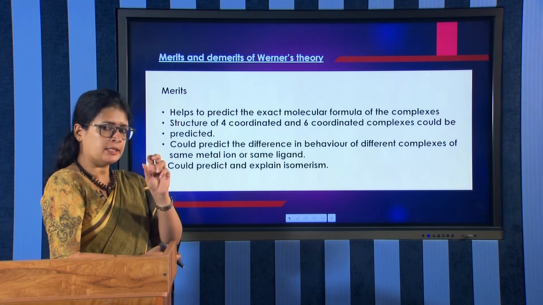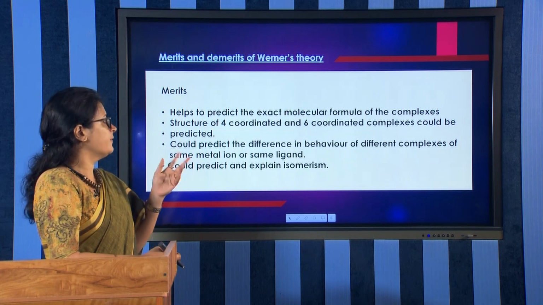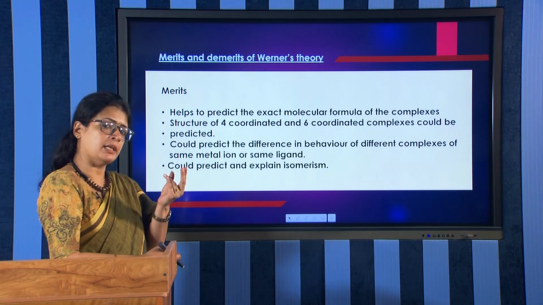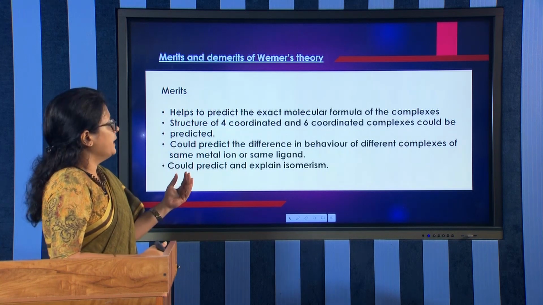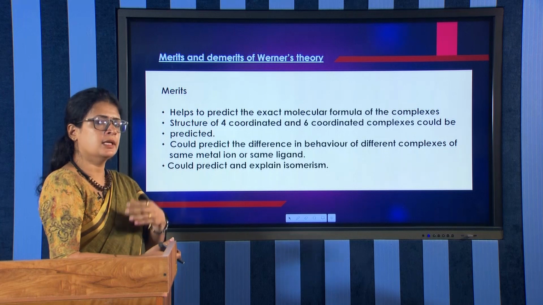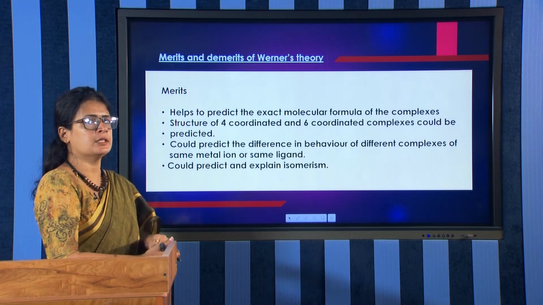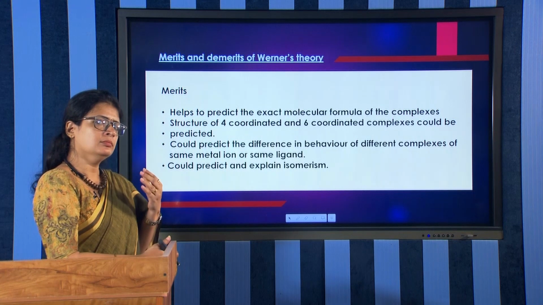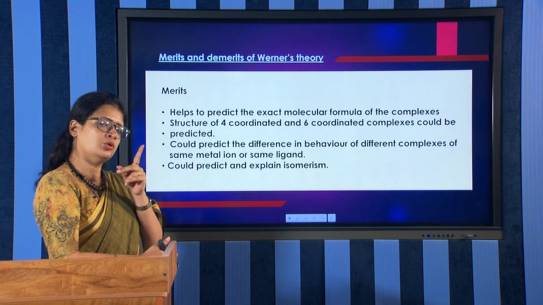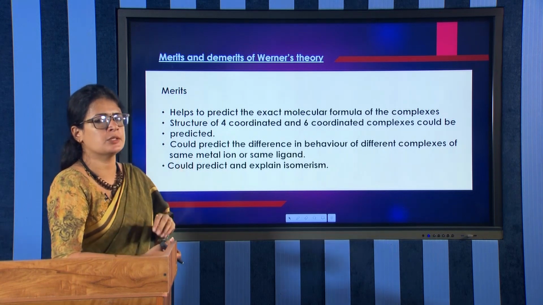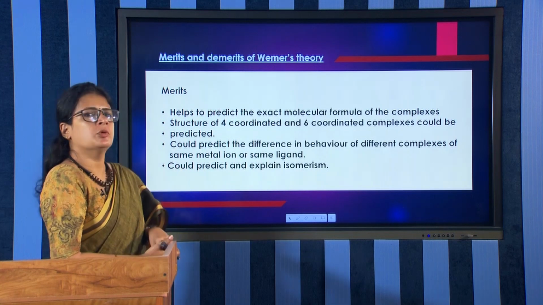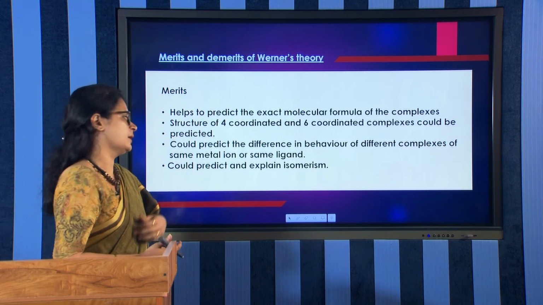You have seen that the same metal ion and same ligand can form different complexes. It could predict and explain isomerism also. You have seen the cis and trans isomers in the third complex, CoCl3 with 4 NH3. It showed 2 types of complexes, the cis form and the trans form. When the 2 chloride ions are in adjacent positions, it is a cis isomer, and when they are in opposite directions, it is a trans isomer. So, isomerism could be easily explained by this theory.